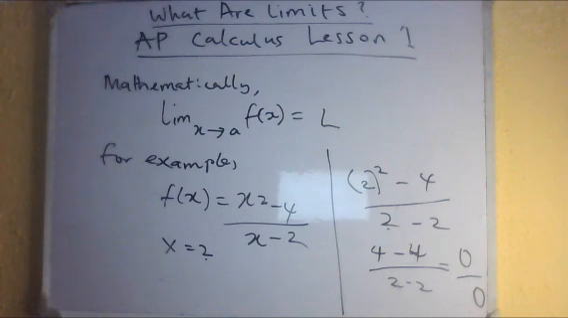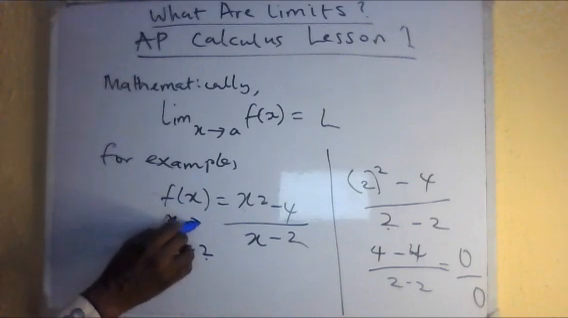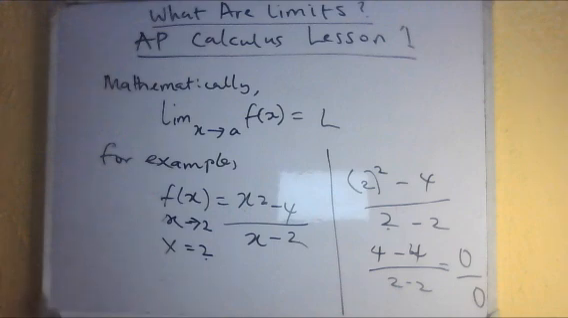So this actually is undefined. So as x approaches 2, this function goes to a number, and that number is 0 for this particular case. Okay, so I'm going to actually look at visual examples.